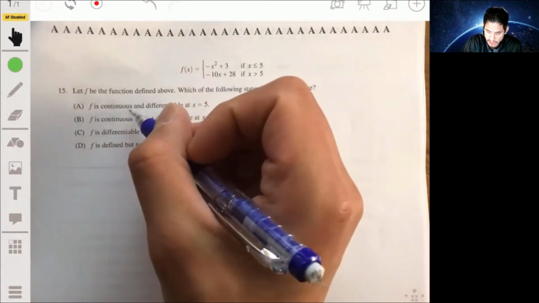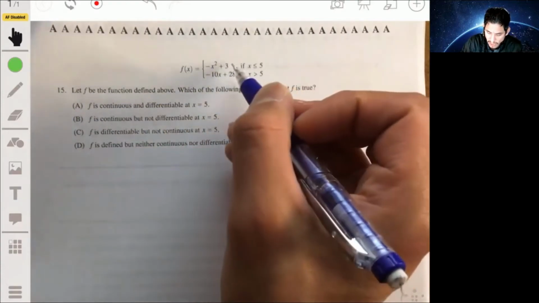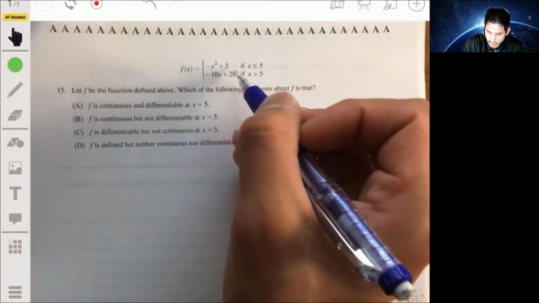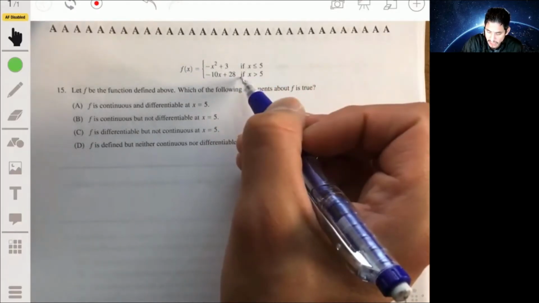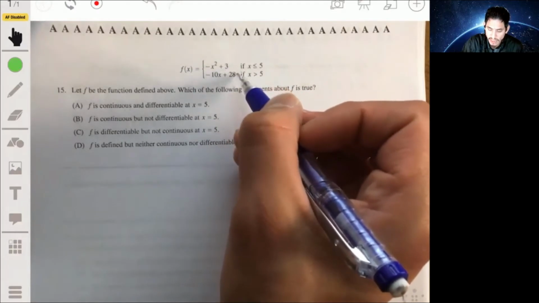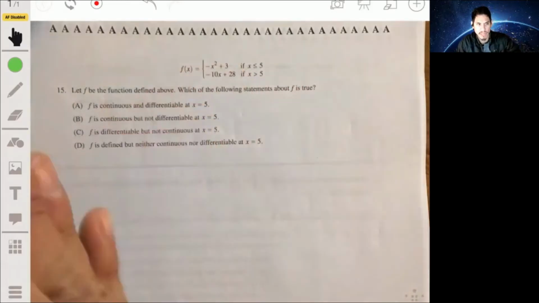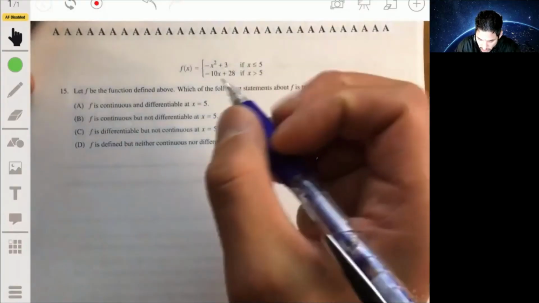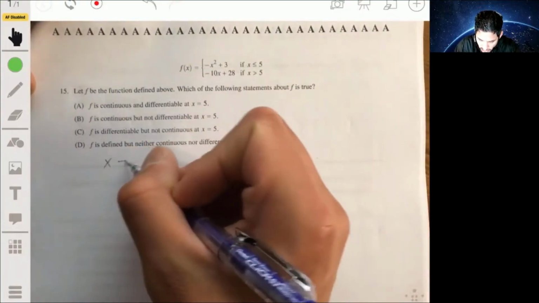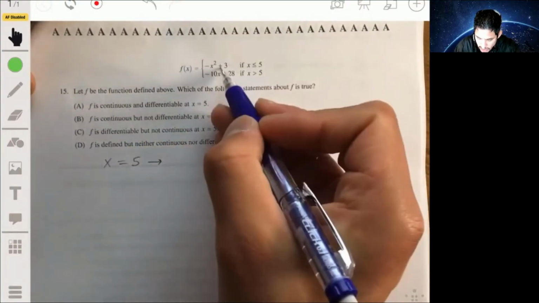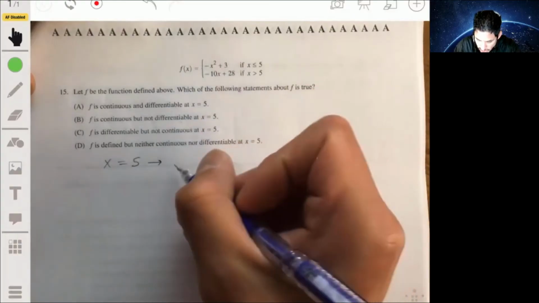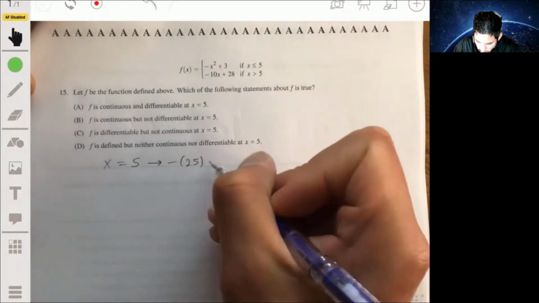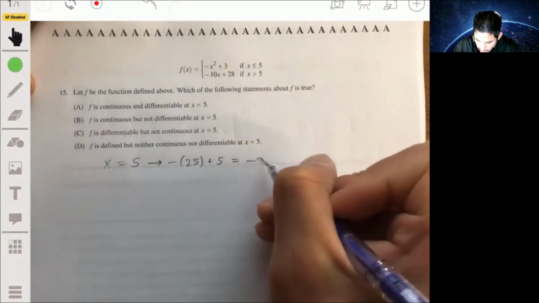For it to be continuous, that means when you plug 5 into this expression, you're going to get the same y value, because that would mean they would connect. So let's see what happens when you plug in 5 in here. If you plug in 5 into the top function, you would get negative 25 plus 5. You would get negative 22.